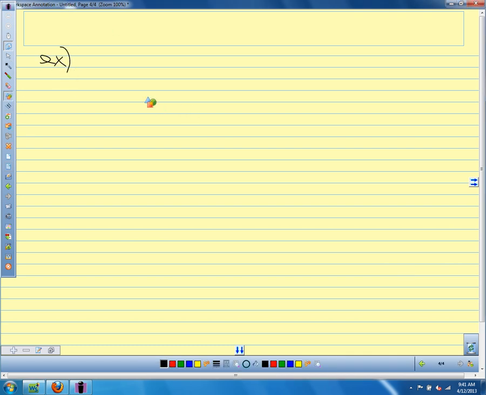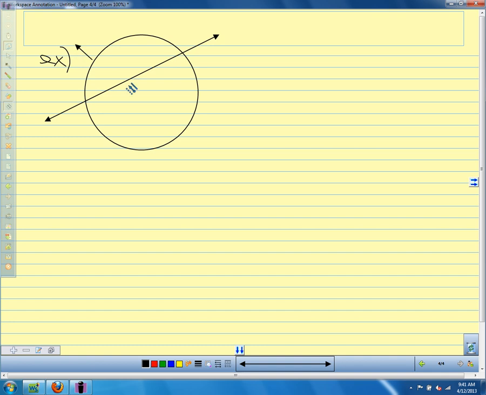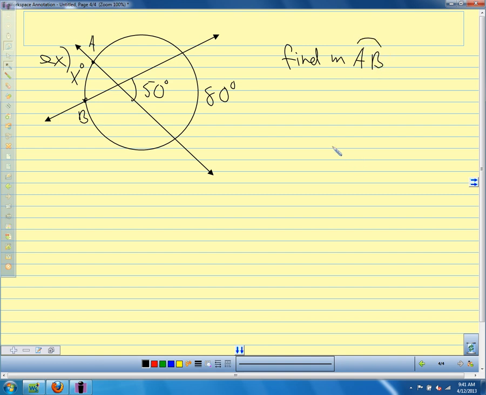So here's our circle, our two secants. They intersect inside the circle, but not at the center. That angle is 50 degrees. That angle is 80 degrees. And we'll call this point A and B. And this is X degrees. What we're looking for is the measure of arc AB. So we have an angle and the arc. So how are we going to go about solving this one?